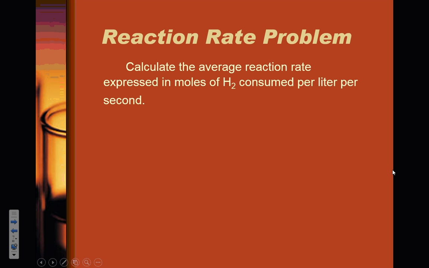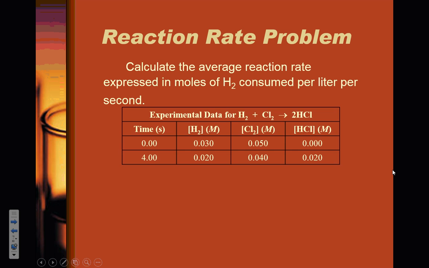Now, calculate the average rate of reaction expressed in moles of H2 consumed per liter per second. Well, that just means molarity, because that's moles per liter, and then per unit time, in this case they're asking us to calculate it per second. In order to do this, we need some data. So let's say we have this reaction between hydrogen and chlorine gas to make HCl, hydrogen chloride. So here's our balanced equation.